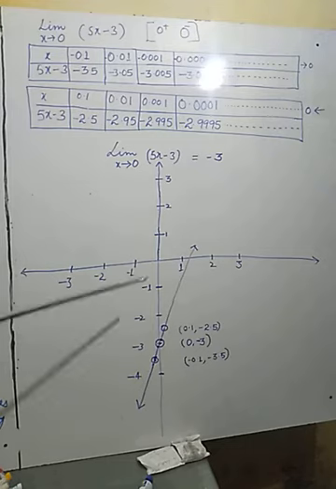Why is it representing a straight line here? Because this one is a linear equation, and for a linear equation the degree of the polynomial is 1, and it is always represented on a number line as a straight line. So a linear equation always represents a straight line for different values of x.